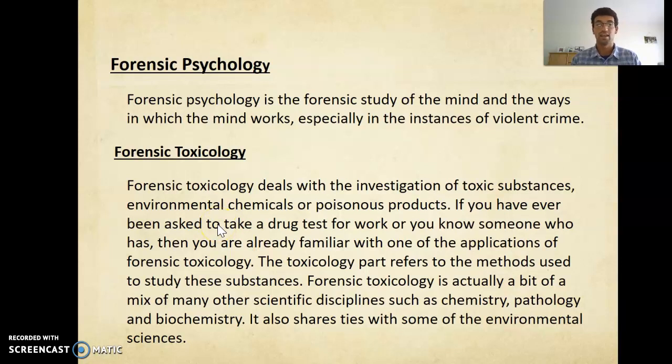What they will do is, after they get a sample, they can run the sample through a bunch of different tests and see what kind of substances are in that sample. So it's a mix of other disciplines such as chemistry, pathology, and biochemistry, and even shares ties with some of the environmental sciences. So it's a very big field in and of itself.